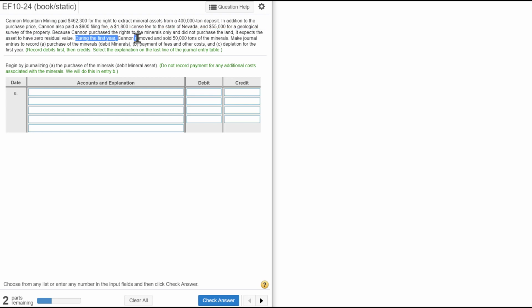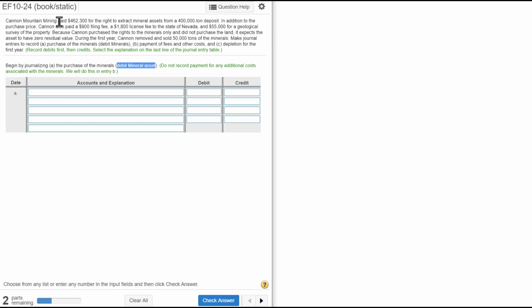During the first year, Cannon removed and sold 50,000 tons of the minerals. So we want to make the journal entries to record the purchase of the minerals, payment of the fees and other costs, and depletion for the first year. All right, so begin by journalizing the purchase of the minerals. And apparently, Mac Accounting Lab's really into giving you hints for this one. It's telling you to debit the mineral asset.